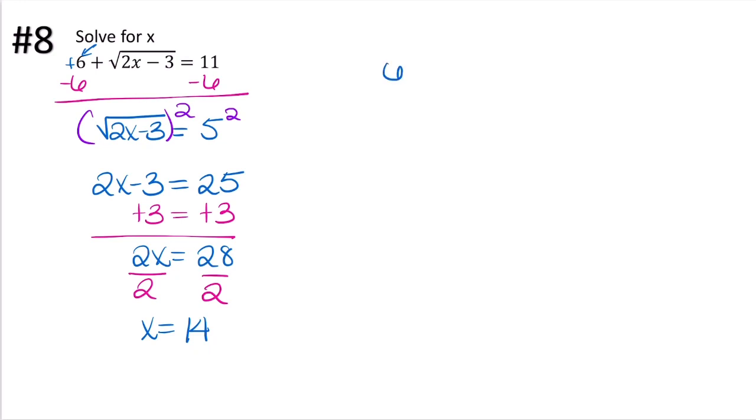I want to go ahead and check my solution, so I have 6 plus the square root of 2 times 14 minus 3 equals 11.